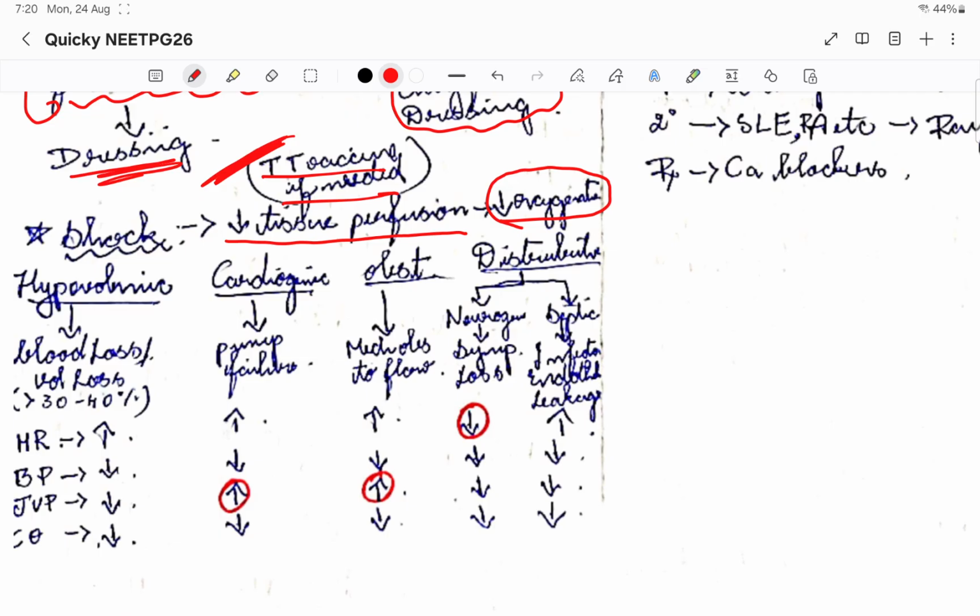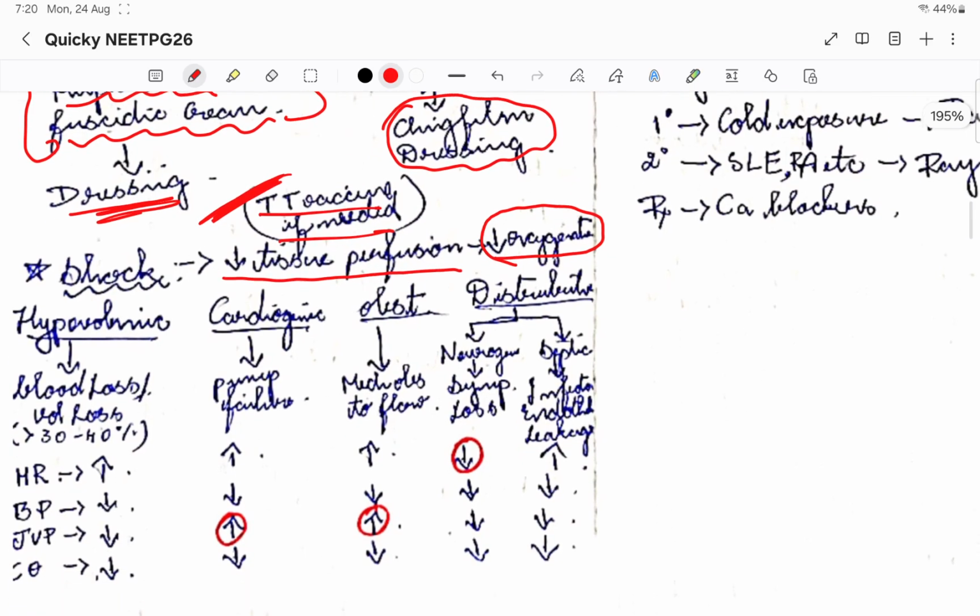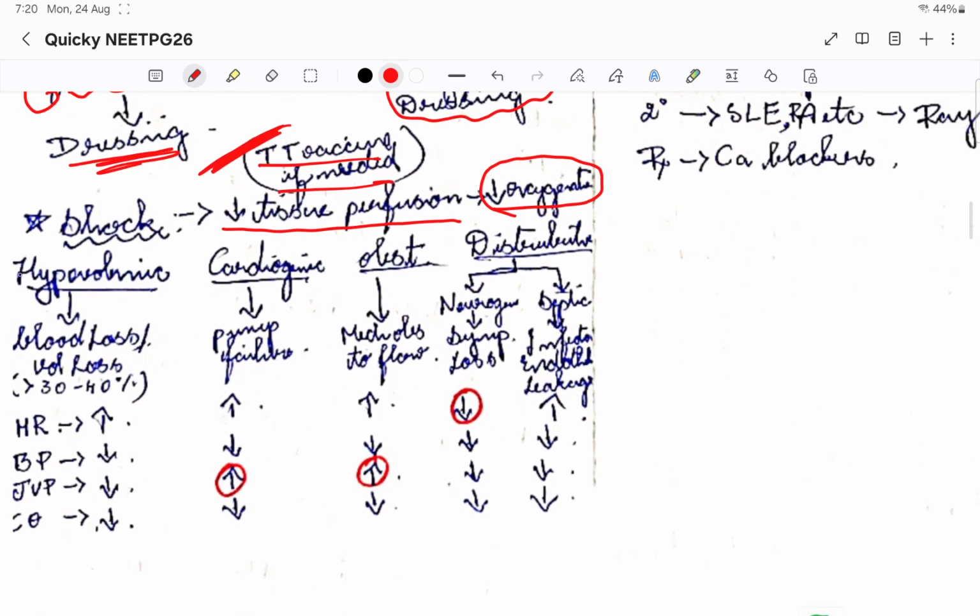Here the oxygen carrying capacity is normal, whereas the blood flow itself is affected. So that is the difference between shock and anemia. Okay, so the four main types of shock are hypovolemic shock, cardiogenic shock, then obstructive shock, and distributive shock.